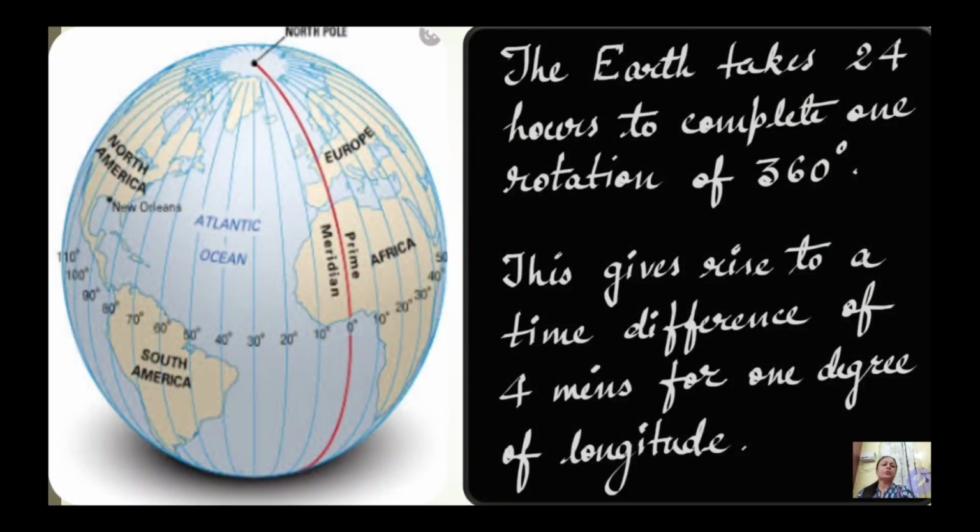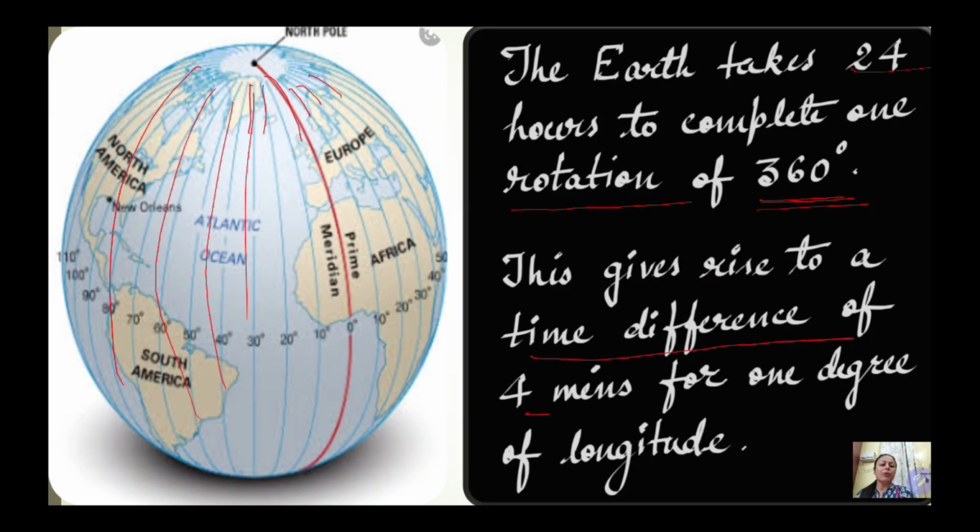The earth takes 24 hours to complete one rotation, that is 360 longitudes. There are 360 longitudes. This is the prime meridian. Then this side you can see all the vertical lines. These are the longitudes. So there are total 360 longitudes and all 360 longitudes are covered in 24 hours. So it gives rise to a time difference of 4 minutes from one longitude to another.